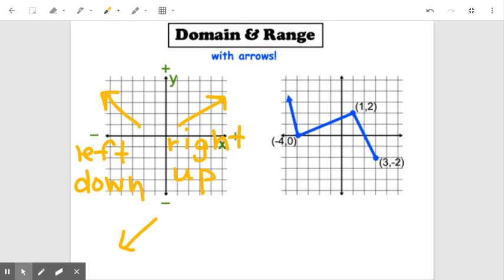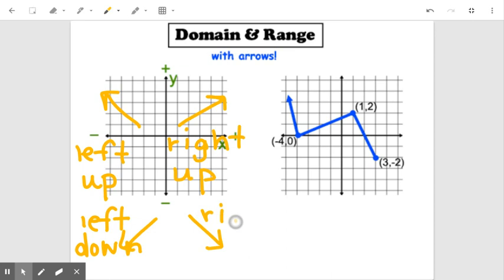This arrow would be going, I'm sorry, I made a mistake there. This, so sorry about that, is left and up. And then this one down here at the bottom is left and down. And if I have this, it's right and down.